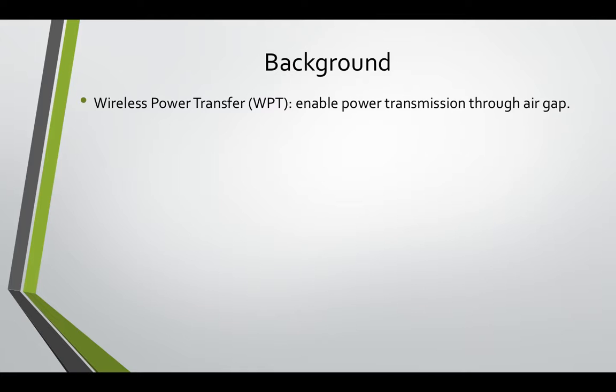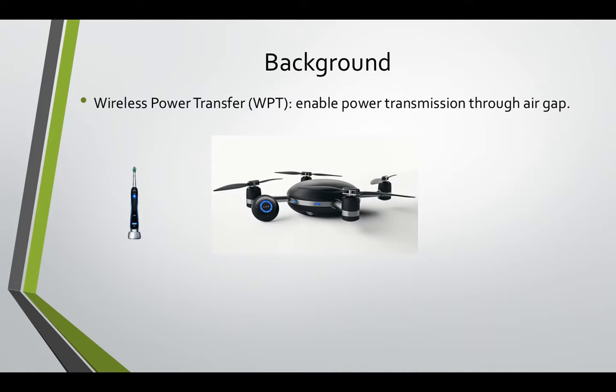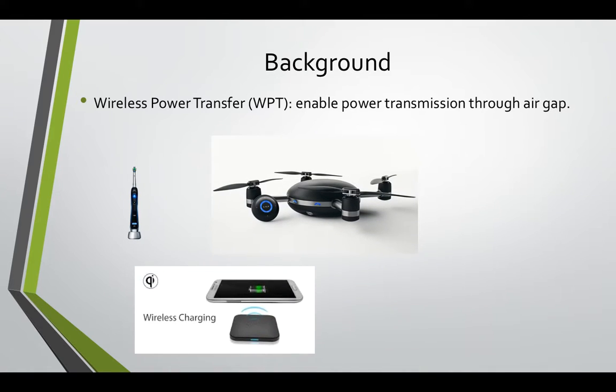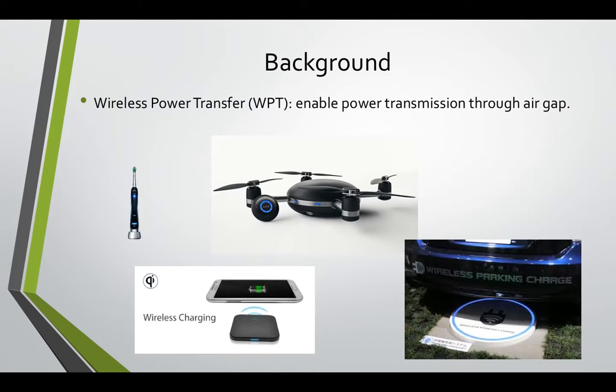Background information. Wireless power transfer is a technology that enables power transmission through an air gap instead of cables. Wireless power transfer has already been implemented in many applications such as electric toothbrushes, drones, portable devices, and electric cars. The technology behind these applications can be categorized into two types.